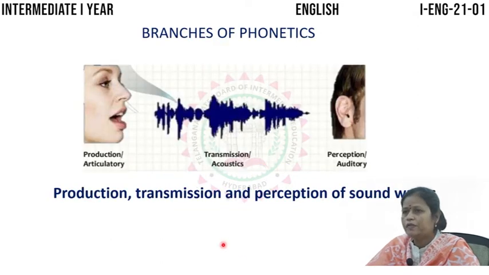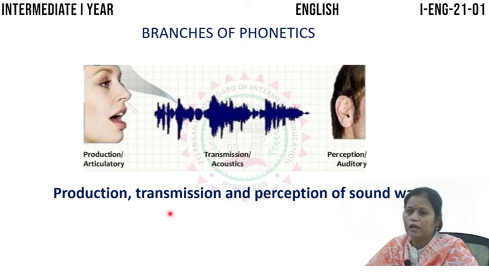So in phonetics we have three branches. They are production, nothing but the articulatory system, which helps in the production of sound. The second one is acoustics. It means transmission of sound in the form of waves from the producer to the receiver, and the receiver who receives the sound waves, this is called the auditory branch of phonetics, or perception of sound waves.